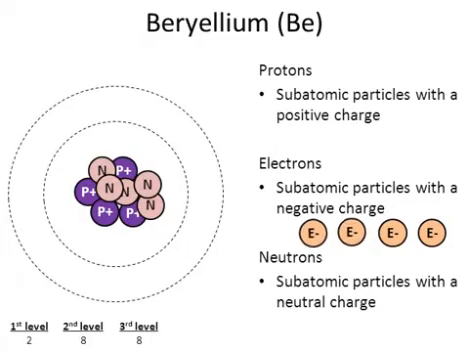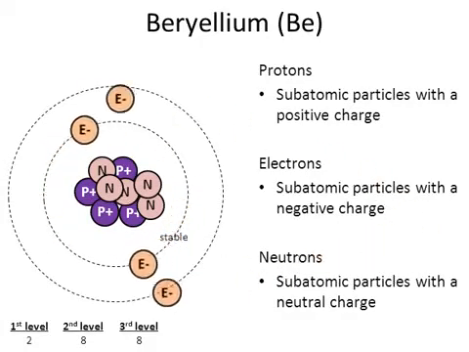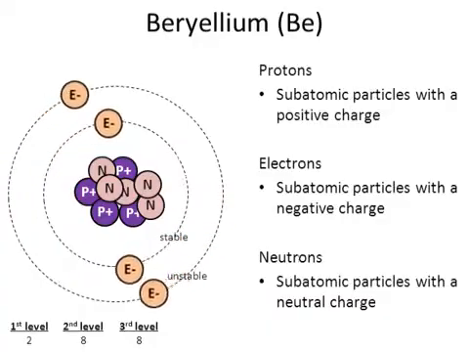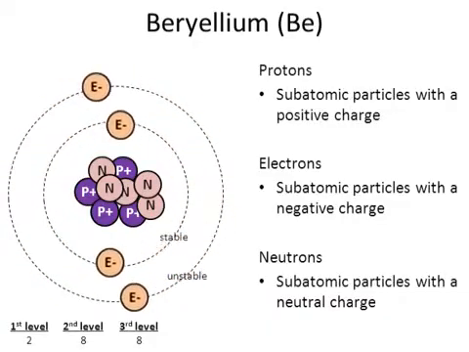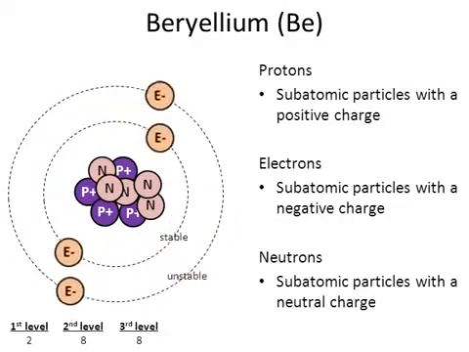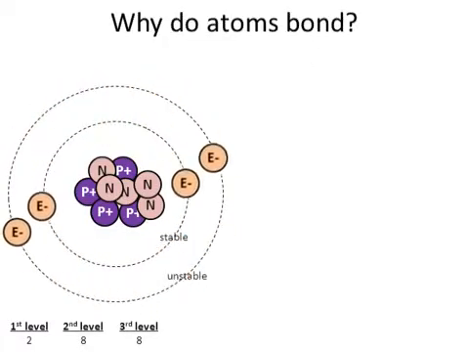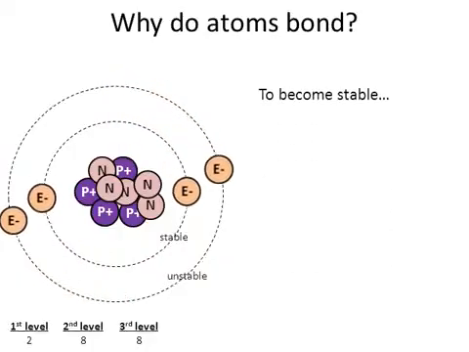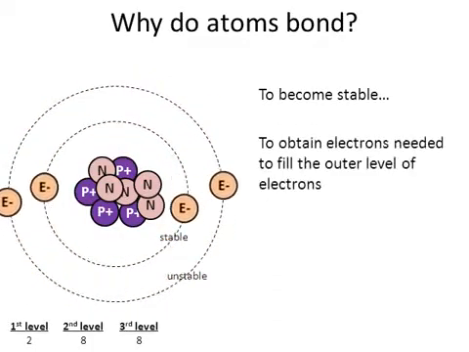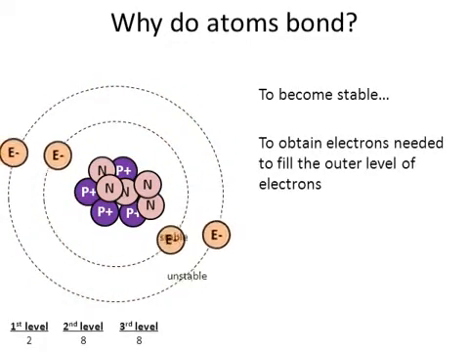So let me put 2 electrons in the first level of beryllium, and the electrons kind of orbit the nucleus. And so now that first level is filled, it's what we call stable. Well, the other 2 electrons have to go in the second level. And here's the problem with beryllium. It's unstable. It's unstable because the second level is not filled. The second level can carry 8 electrons, but there's only 2. That makes it unstable. So why do atoms bond with one another? Well, they bond with one another to become stable. And what that means is that they are trying to obtain more electrons so they can fill their levels.